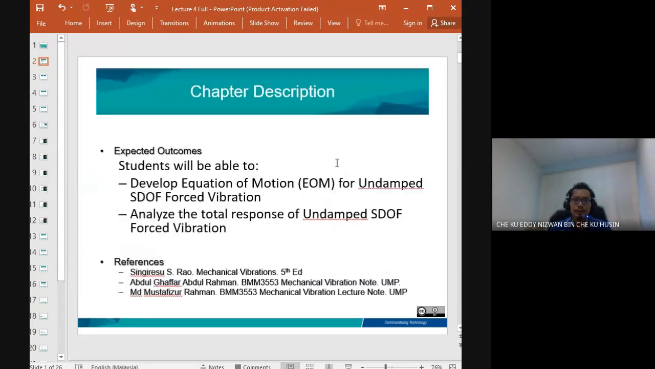Okay, so in part 2, we go into more detail on forced vibration for the single degree of freedom, which is how we develop the equation of motion and analyze the response due to the forced vibrations.